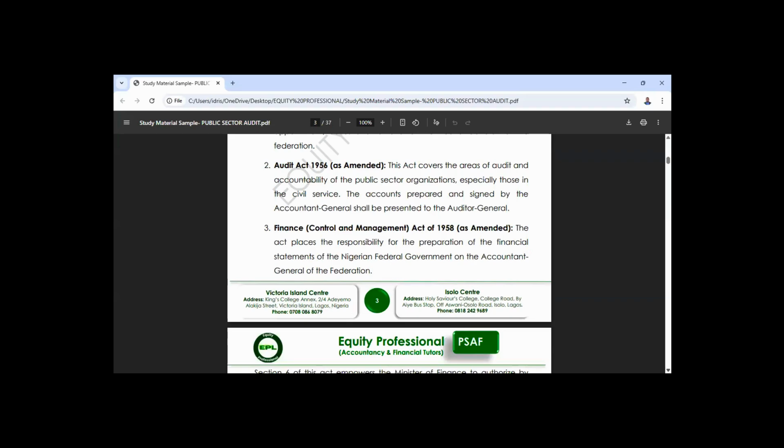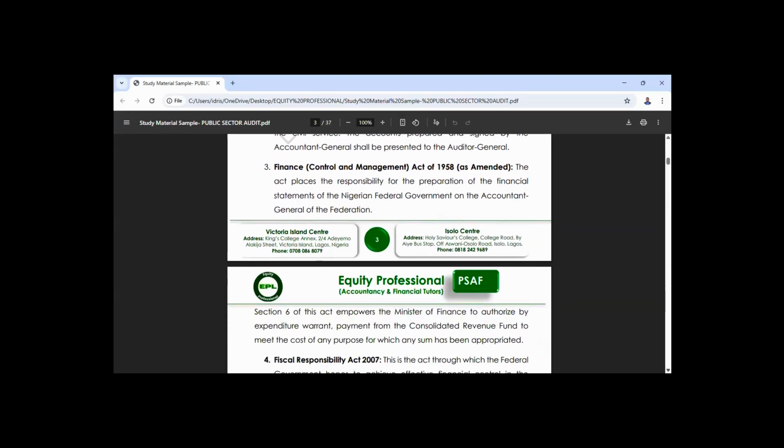We have another one called the Finance Control and Management Act of 1958. This one talks about the responsibility for the preparation of financial statements. Who is responsible for preparation of the government financial statement? That is the responsibility of the Accountant General. The Accountant General will prepare the government financial statement and submit it to the Auditor General within 90 days after the end of the year. Once the Auditor General receives the financial statement, he will review it and submit his audit report to the Public Account Committee.